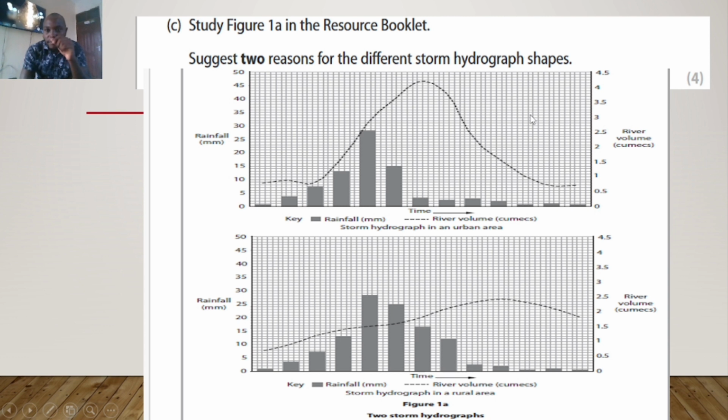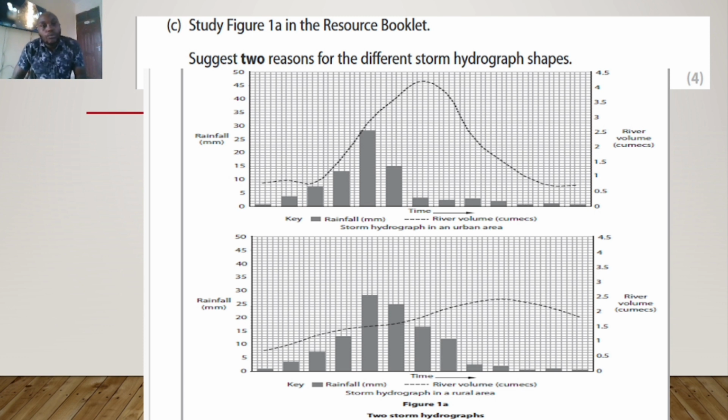Around 4 millimeters. There is the river volume. This line here represents the river volume, and this other one is kind of low. The river volume is low throughout. It's not that fast and steep, not rising steeply, but rising slowly. That's the difference, because we are now told to suggest 2 reasons for the different storm hydrographs. So something I've seen here is the issue of the river volume.